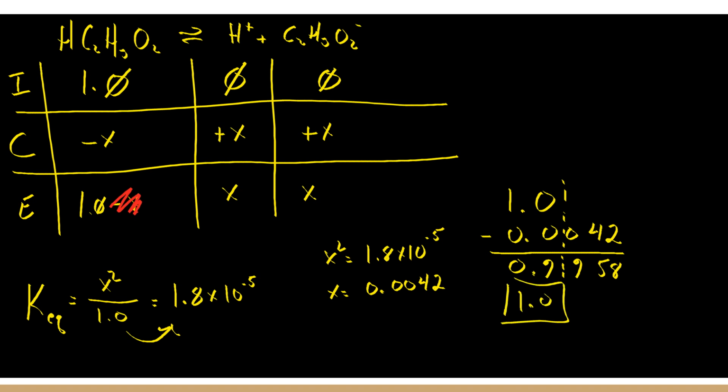Okay, it didn't have any impact. It was, in fact, negligible. So our assumption was good, and x is equal to 0.0042 is a perfectly valid answer. If I went through and did the math and did the quadratic equation, assuming that it wasn't negligible, then I would find that x is equal to something slightly different, but not different enough that we needed to care.